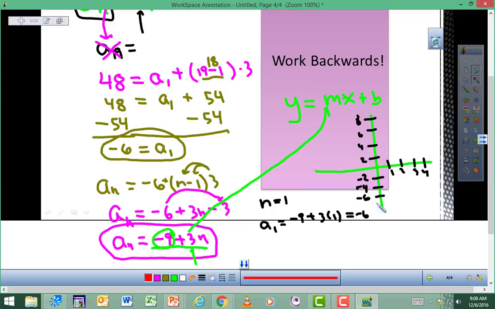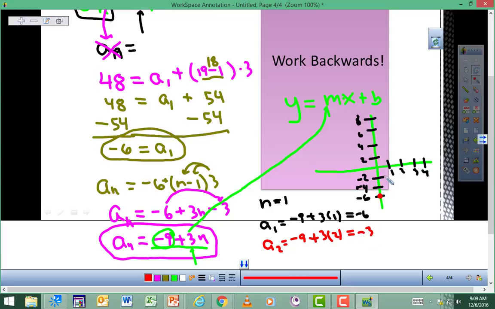Alright, so let me graph my first point then. My first point on my sequence, arithmetic sequence, would be right here. Does that make sense? That would be what we call the y-intercept. Okay, my next term is a sub 2. Well, that would be equal to negative 9 plus 3 times 2. Well, I think that gives me negative 3, right?